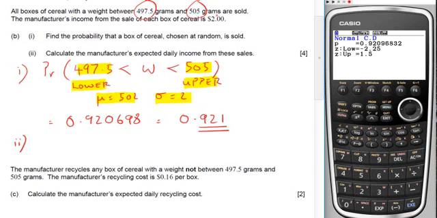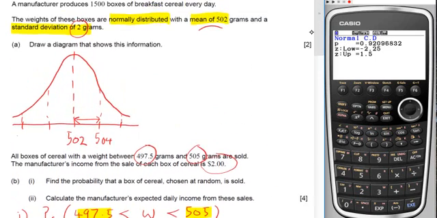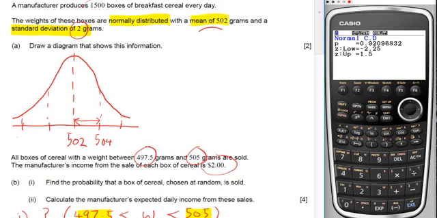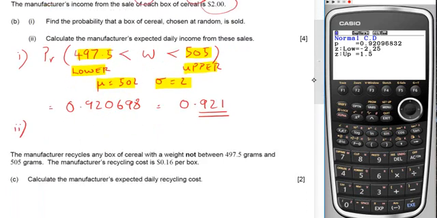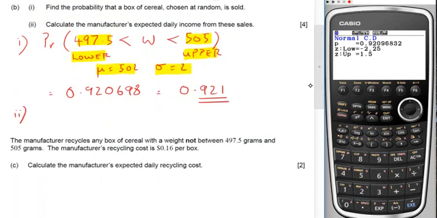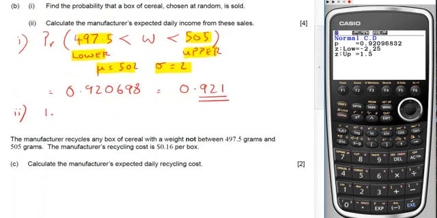Well, you know you're going to get $2 for each one you sell, but how many are you trying to sell? Go back. You are trying to sell 1,500 boxes. That's what they produce each day. So of those 1,500 boxes, you've got this chance of selling them all. If you sell them all, you're going to make $2.